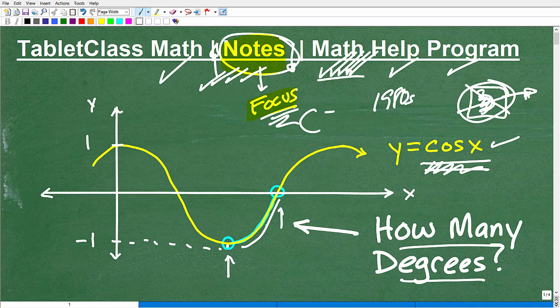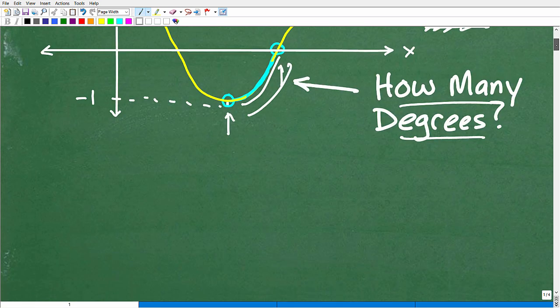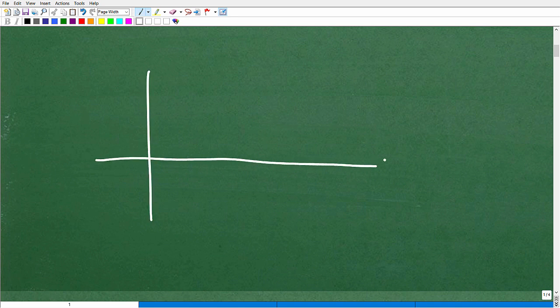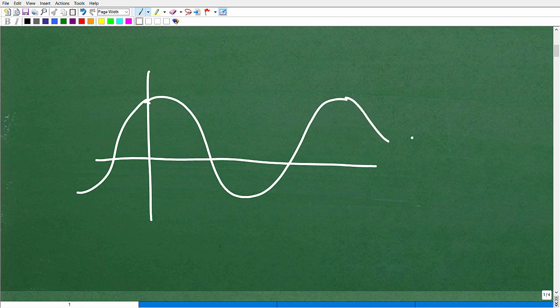If you think you know how to answer this question, go ahead and pause the video and answer it. But let's talk real quick about the cosine graph, and I'm also going to throw in the sine graph as well. Basically, the cosine graph continues on over and over again, but we're just going to look at it from here to here, start to finish.